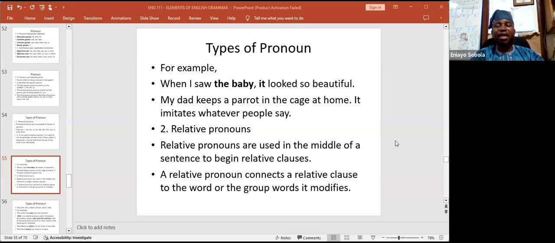Another example, my dad keeps a parrot in the cage at home. It imitates whatever people say. It here replaces a parrot, which is a bird.